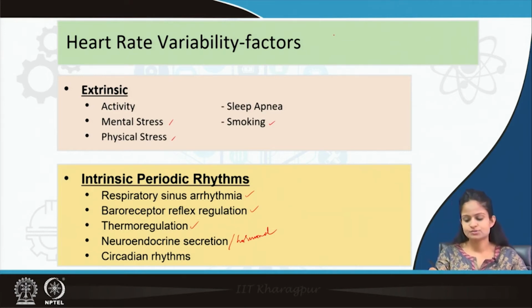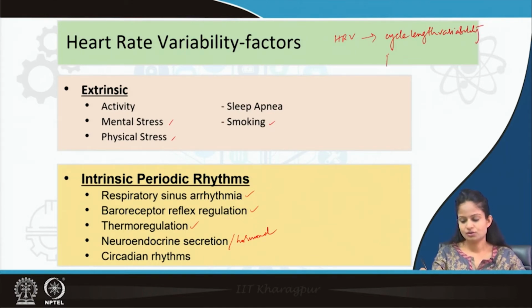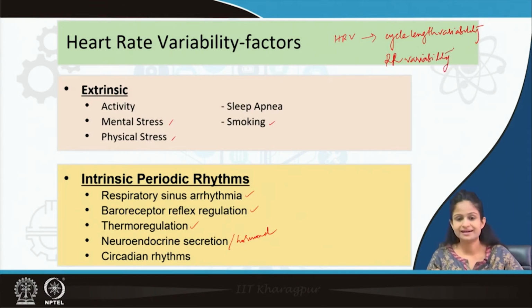So, that is why heart rate variability is also known as cycle length variability or RR variability. These are the other names of heart rate variability.